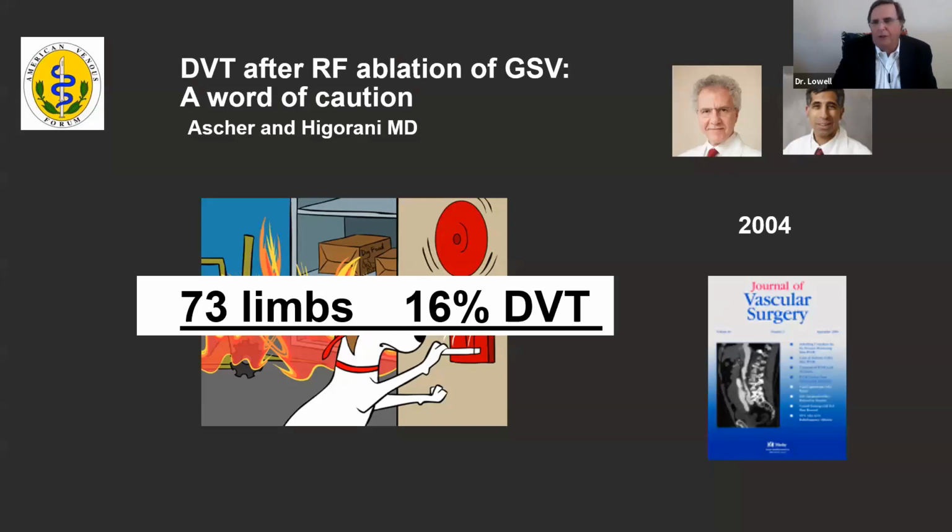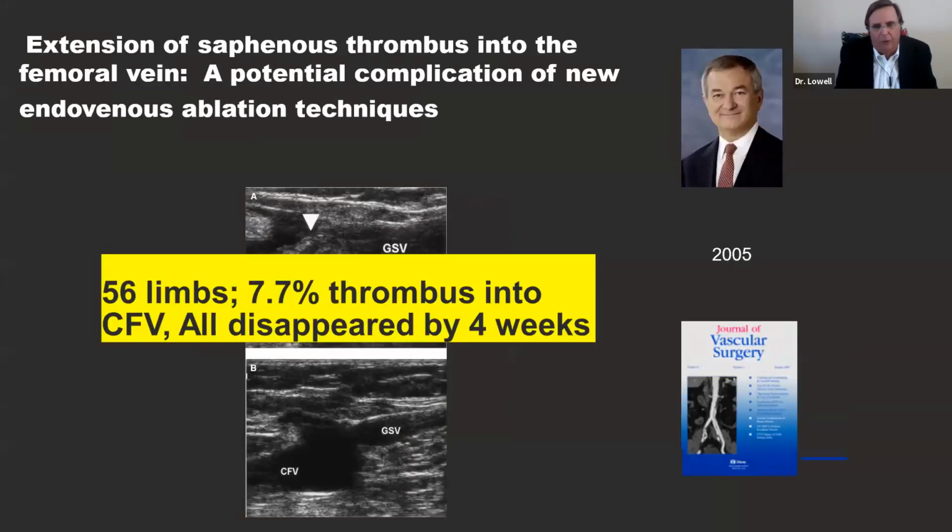And when we finally looked at their publication, we understood that there was a beginning series, and they had a high comorbid area in terms of probably consideration. And then, interestingly enough, in 2005, our colleague Peter Glowicki looked at extension of saphenous thrombus into the femoral vein, a potential complication of new endovenous ablation techniques.